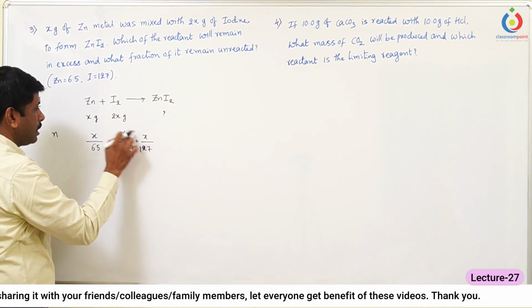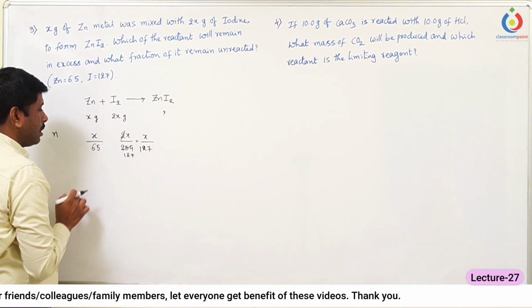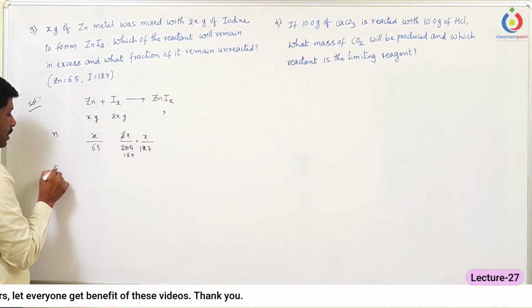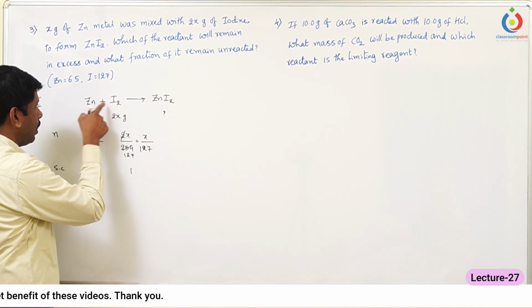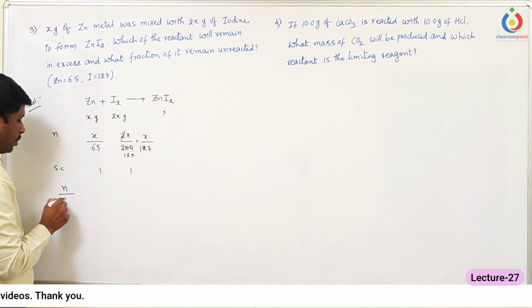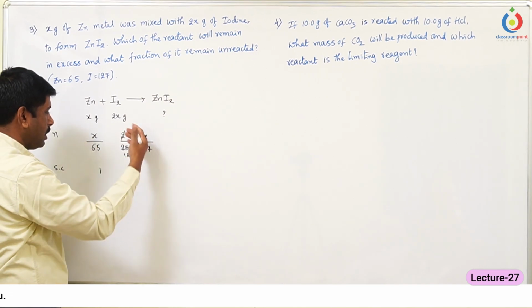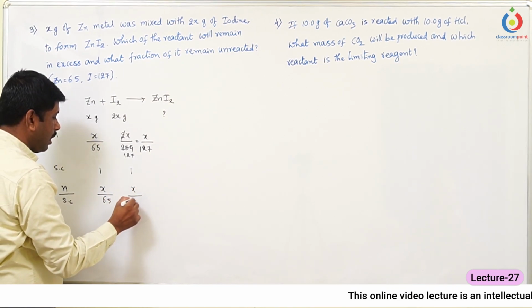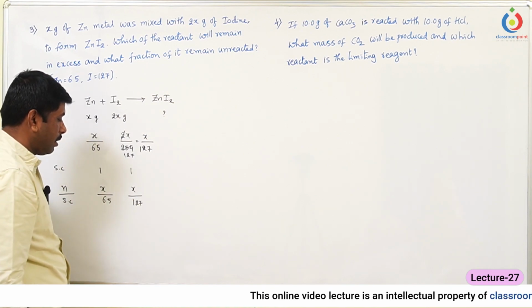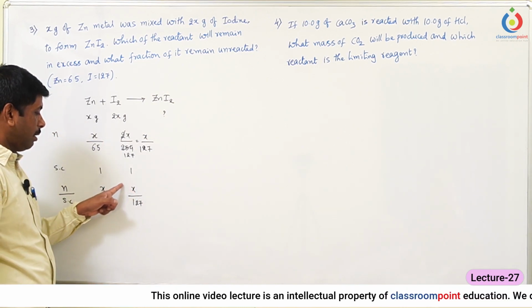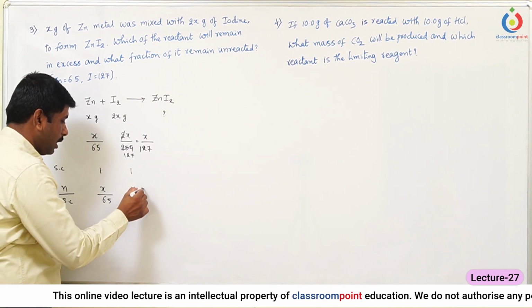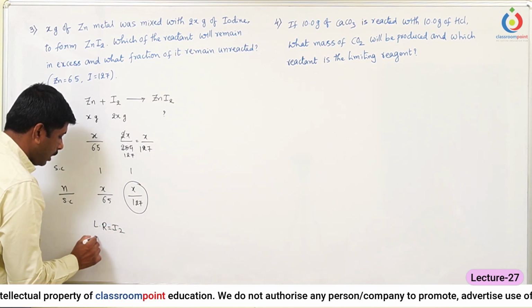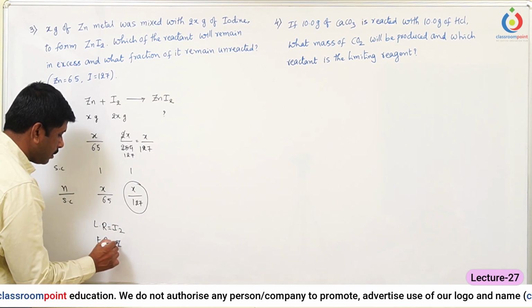See, both are having the same numerator value, and the denominator value is higher here. At the same time, the stoichiometric coefficients for both is only 1. That's why the ratio of number of moles to stoichiometric coefficients also produces the same value once again. That means X divided by 65 here, X divided by 127. So the limiting reagent can easily be understood: iodine is the limiting reagent here, and the excess reagent is zinc.